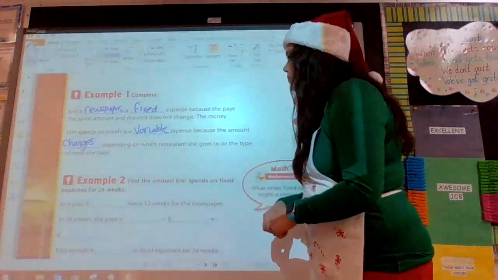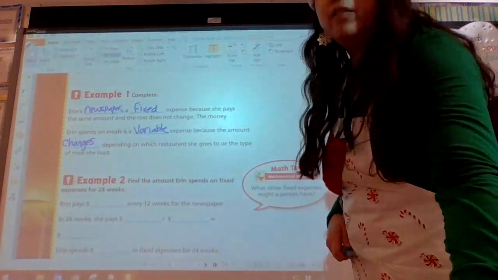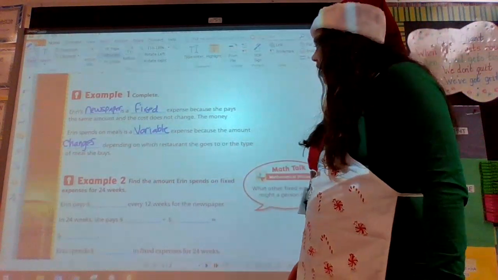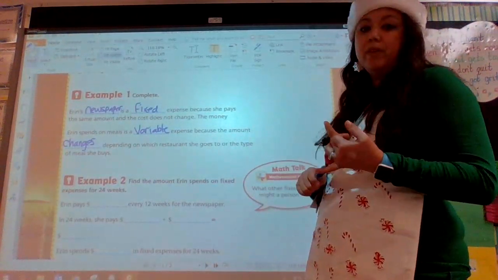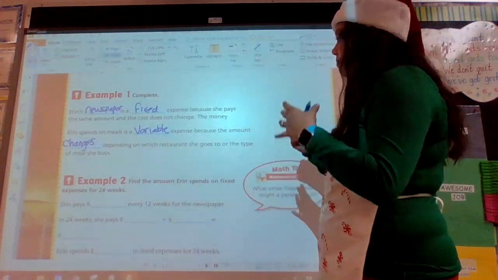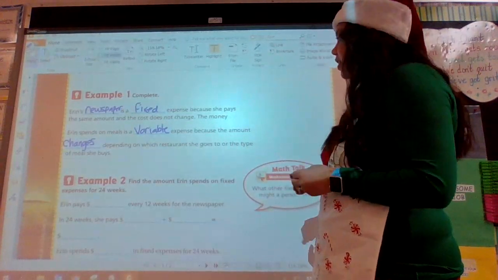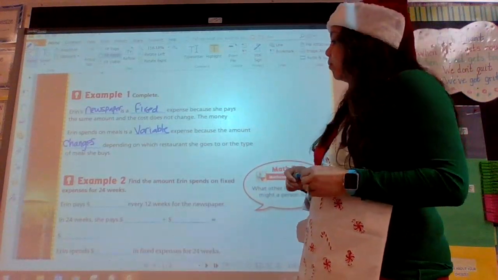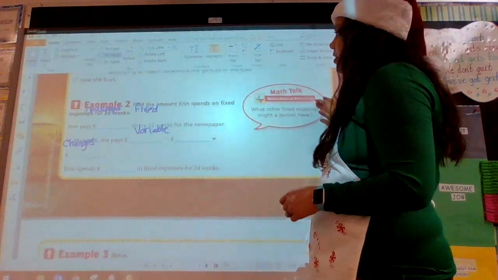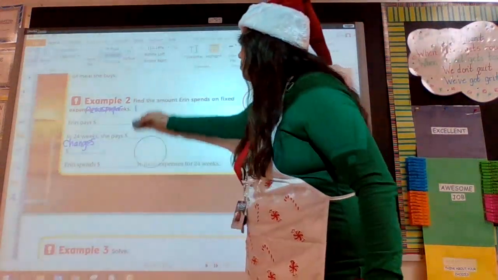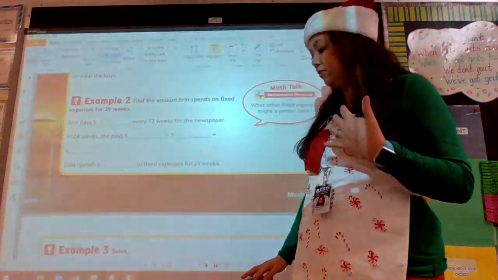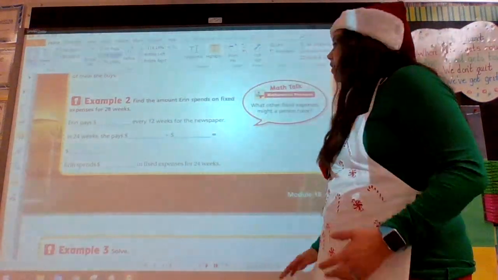Okay? So hopefully you can see that well. Now that we understand the newspaper is fixed, it's something that she pays the same price for no matter how often. But meals change depending on where she goes. Now when I pull this up, it's going to move that, so I've got to pull it up, so I'm going to erase this. But you can always pause the video at any time to get this on your paper or to fill it in.